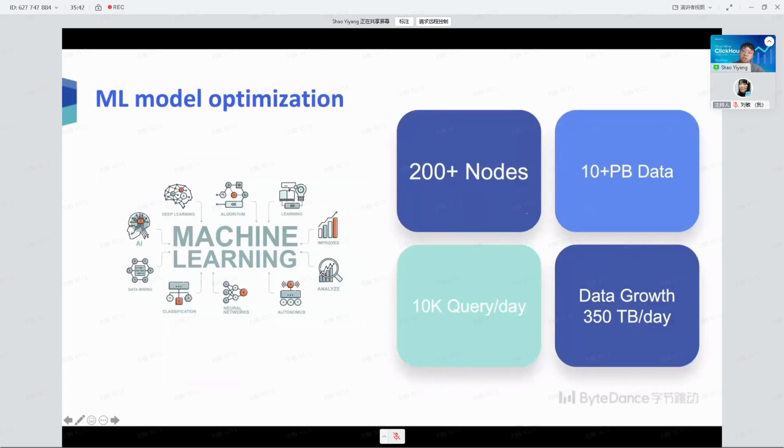Last but not least is our famous recommendation machine learning model. It is also trained on the ClickHouse cluster. They are already using 200 plus nodes, and they are processing 10 plus petabytes of data. They are running 10,000 queries per day, with 350 terabytes of data growth.